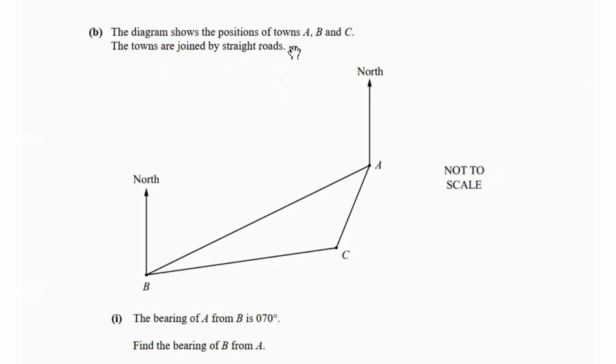Then it says the diagram shows the positions of towns A, B, and C. The towns are joined by straight roads. The bearing of A from B is 70. So this is your bearing of 70. Find the bearing of B from A. So this is what they're asking us to find.